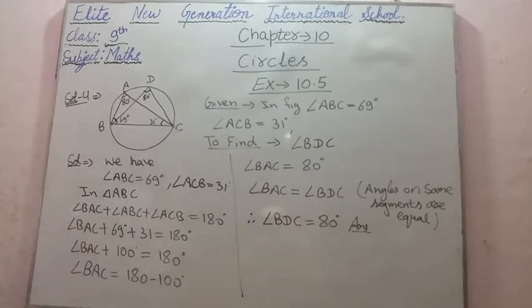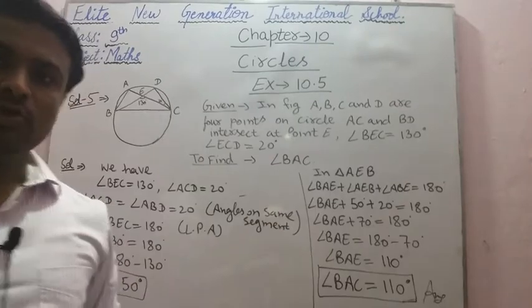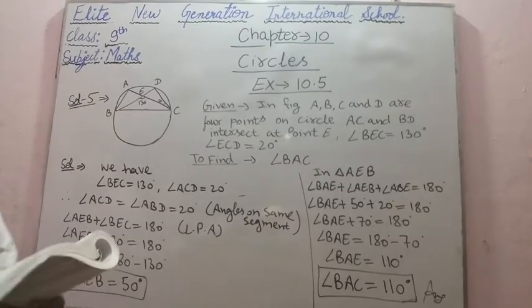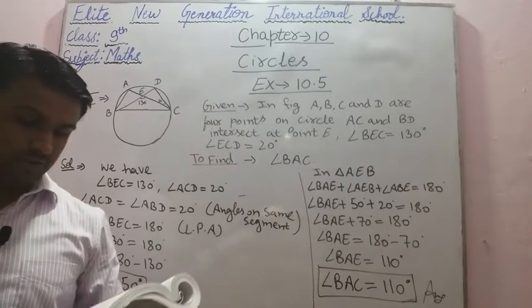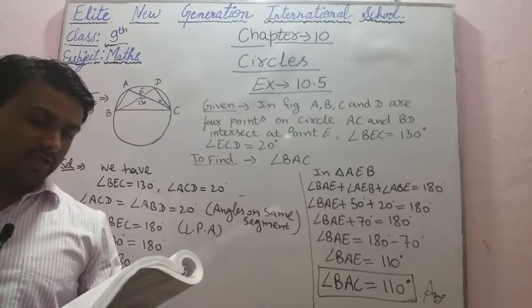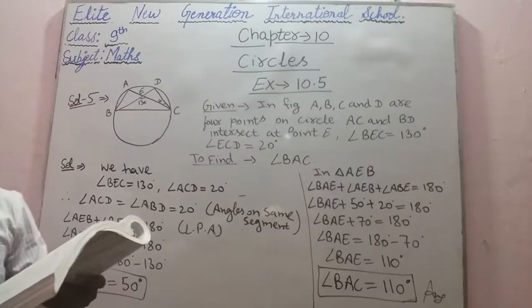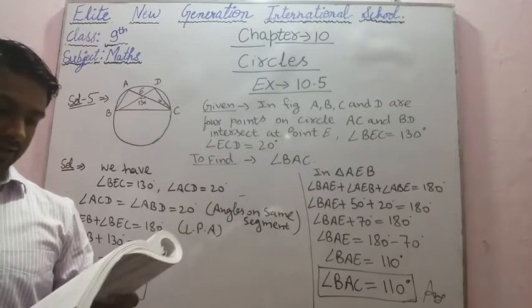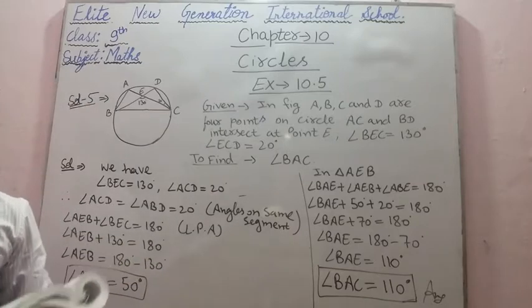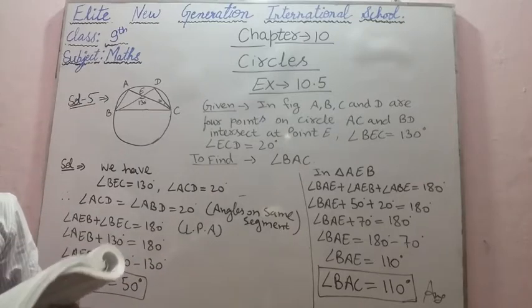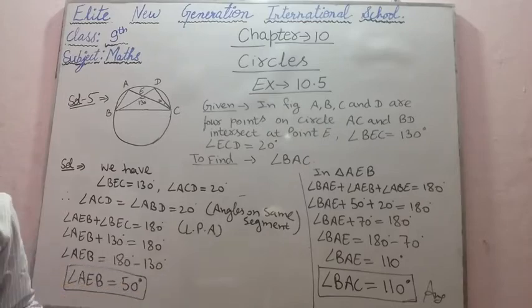Now after this, see next question. So next question, in question number 5 we have given in figure A, B, C and D are 4 points on a circle. AC and BD intersect at point E such that angle BEC equals 130 degree and angle ECD equals 20 degree. So here we have to find angle BAC.